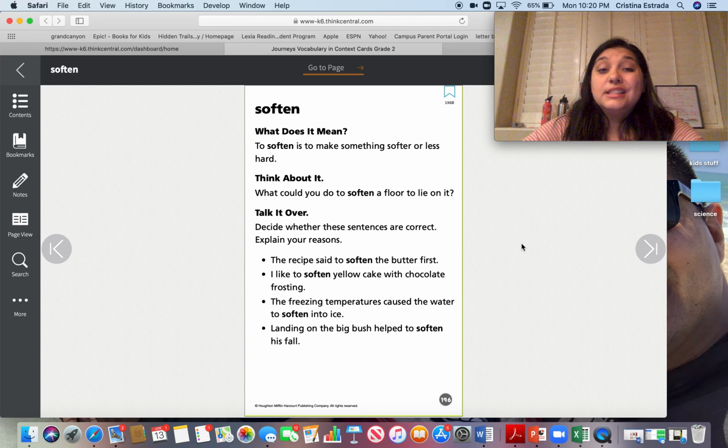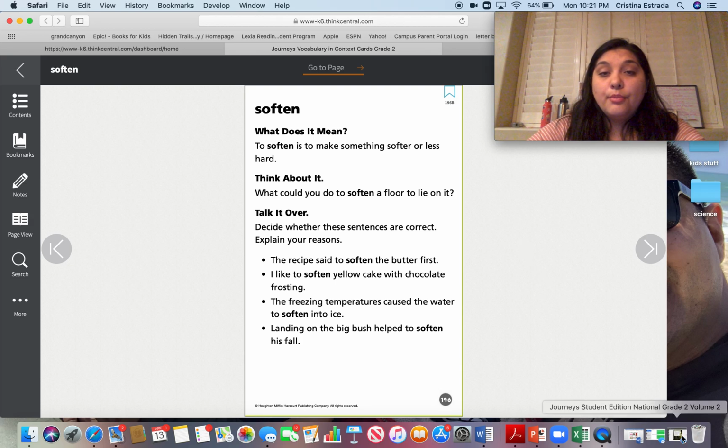Decide whether these sentences are correct using the word soften. The recipe said to soften the butter first. I like to soften yellow cake with chocolate frosting. The freezing temperatures cause the water to soften into ice. Landing on the big bush helped to soften his fall. So these are sentences you can look at and think, is that how you use the word soften?